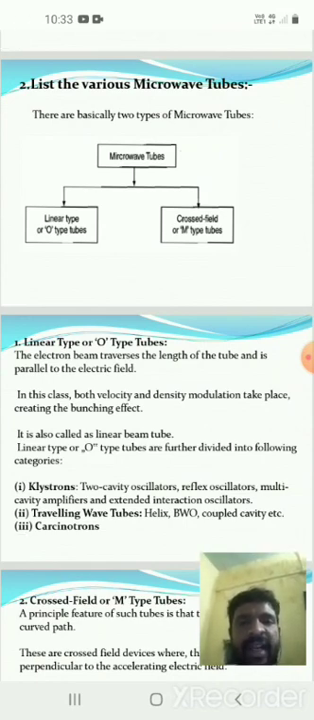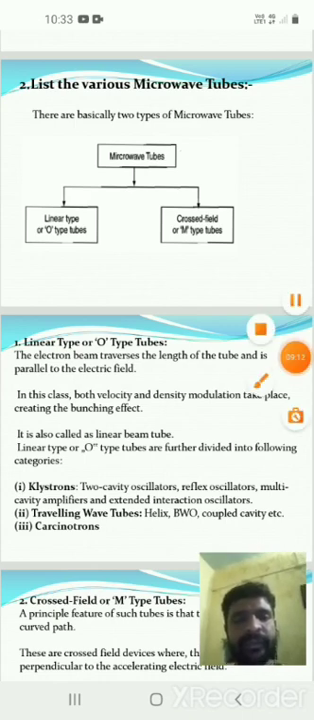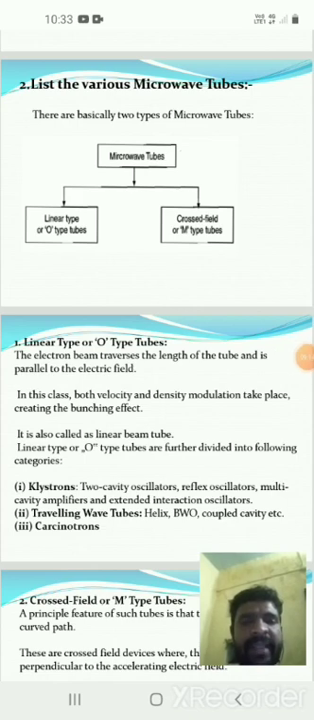Next topic, list the various microwave tubes. There are basically two types of microwave tubes. One is linear type or O type tubes. Second one is crossfield type or M type tubes. Linear or O type and crossfield or M type are used to classify the microwave tubes.